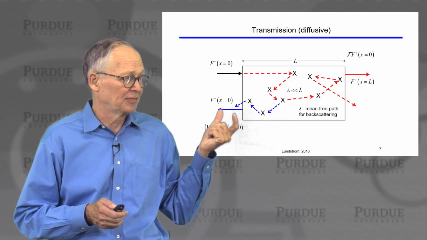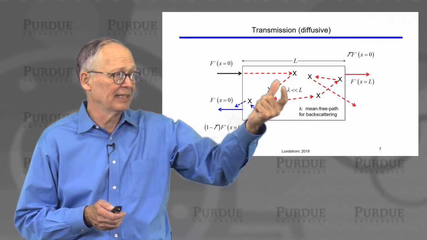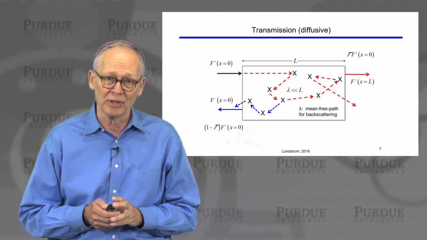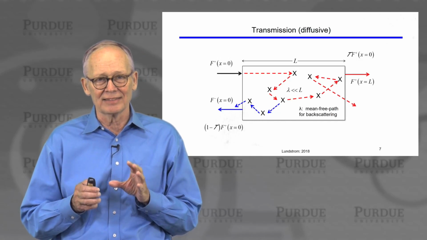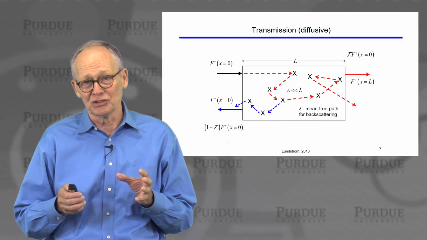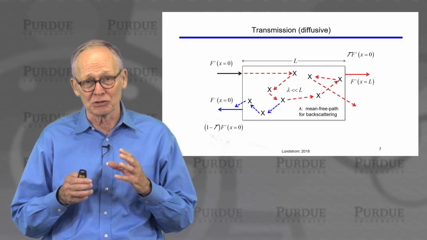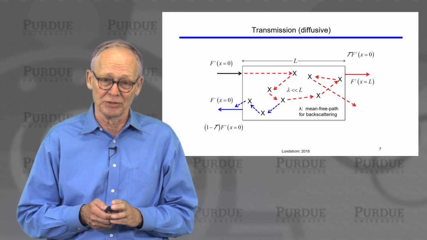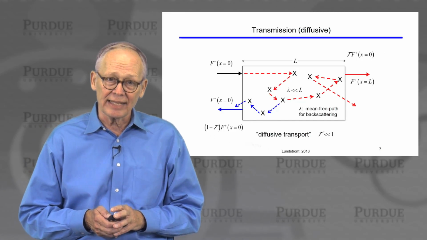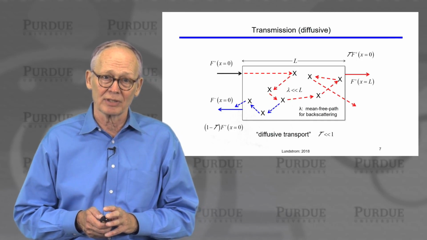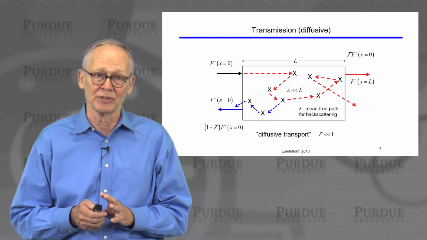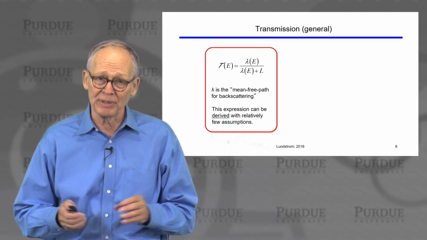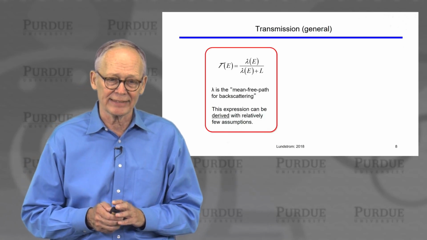So the flux that comes out from the left side and from the right side has to add up to the flux that was injected to begin with, because we're assuming that none of these electrons disappear. There's no electron recombination or trapping, for example. Everything that is injected has to come out one of the two sides. This is the case that we call diffusive transport. The transmission will be a number that is very small compared to 1. It'll all depend on the mean free path for backscattering.